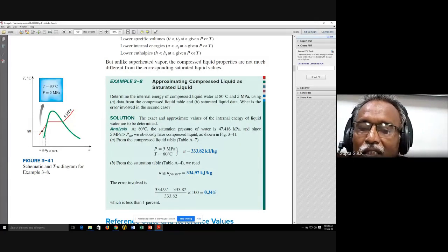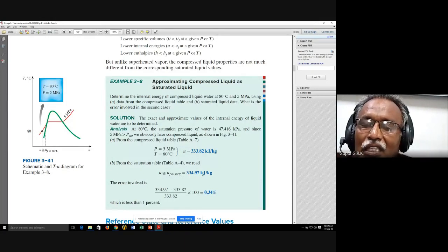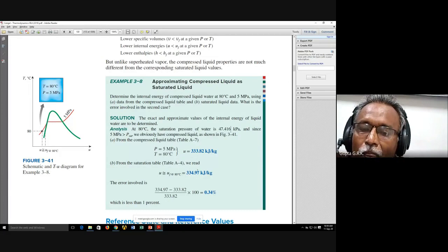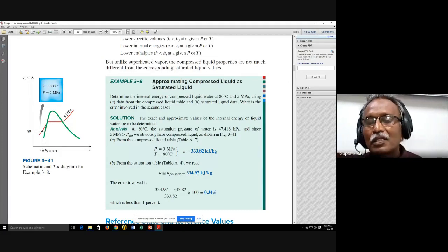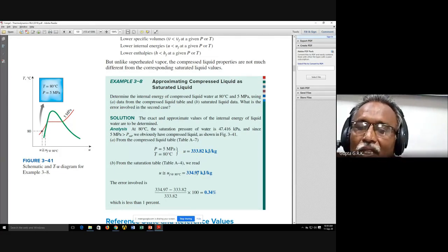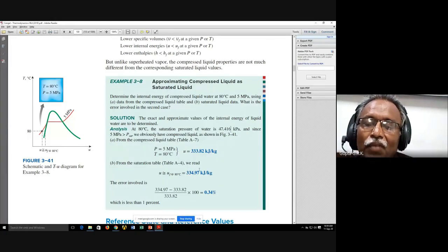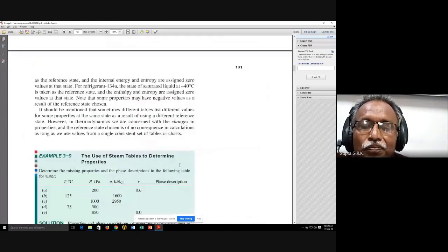So from the saturation table, we read U equal to U at 80 degrees centigrade, that given temperature, you find out what is UF. Okay, this is the value. This itself directly you can use. You can see that this error is very less, because during compression, this internal energy will not change much at the same temperature. So you can see that the error involved in these two is only 0.34%. Okay, this is the way we can do.